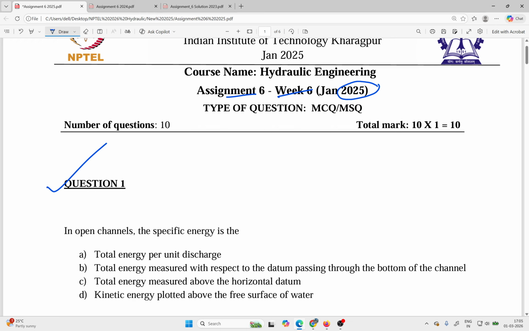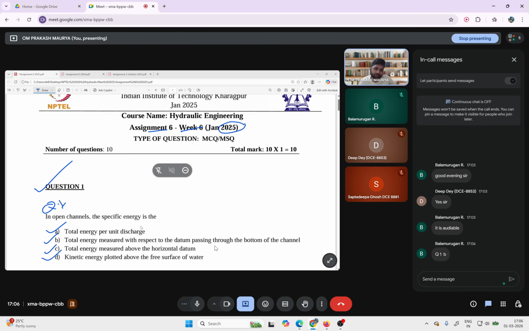In open channels, the specific energy is the total energy per unit discharge. Option B, total energy measured with respect to datum passing through the bottom of the channel. Option C, total energy measured above horizontal datum. Option D, kinetic energy plotted above the free surface of water. So you have four options for question number 1. Please try to write your answer based on your understanding, what you have learned in your previous week.